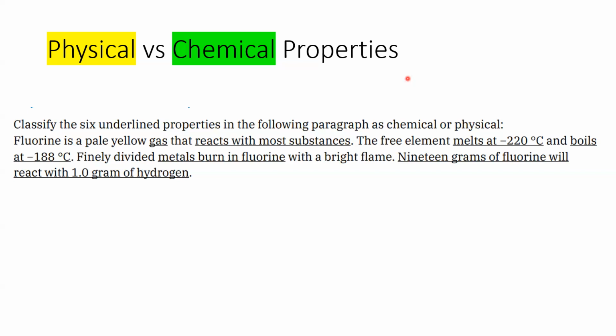But just to read through it quick, classify the 6 underlined properties in the following paragraph as chemical or physical. Fluorine is a pale yellow gas that reacts with most substances. The free element melts at negative 220 degrees Celsius and boils at negative 188 degrees Celsius. Finely divided metals burn in fluorine with a bright flame. 19 grams of fluorine will react with 1 gram of hydrogen.